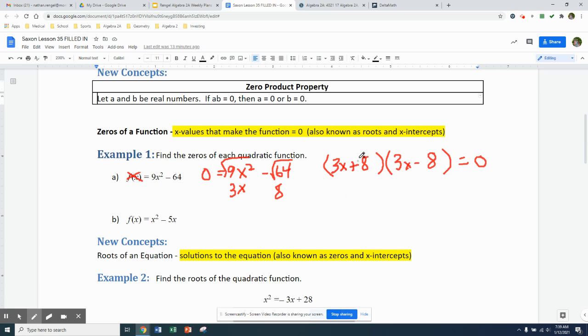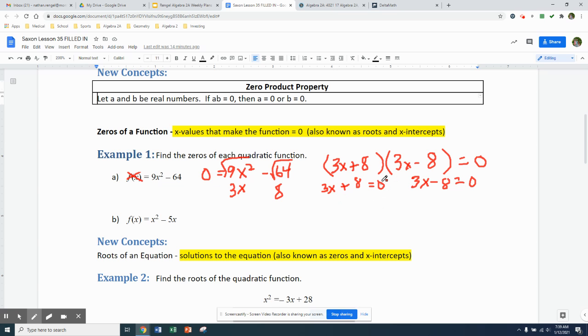Now using the zero product property. So I'm going to check to see, I want my whole equation to equal 0. I'm going to check to see what makes 3x plus 8 equal to 0. So I'm going to set 3x plus 8 equal to 0. And then what makes 3x minus 8 equal 0? So I'm going to take each of my terms and set it equal to 0. And then I would solve it out.